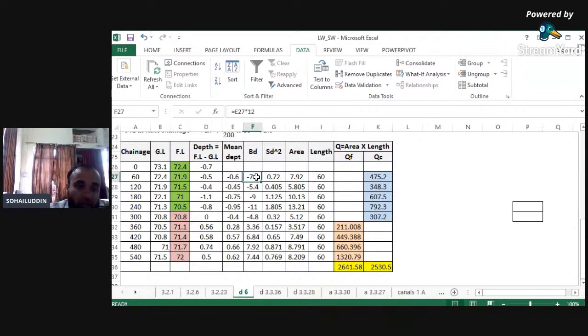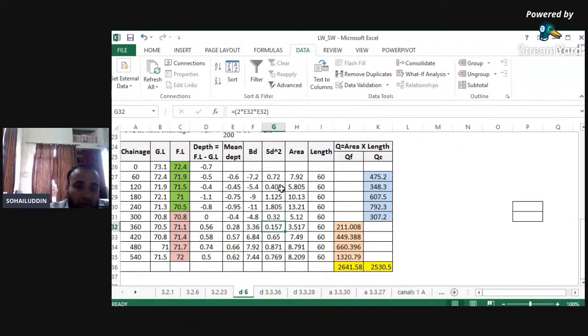B, I think so, B is nothing but 12. So 12 is multiplied by depth again. So with respect to depth it is sd square. Again, this part up to here has been in cutting, because this plus this divided by 2. So this part is in cutting. This plus this divided by 2, so this part is in filling.